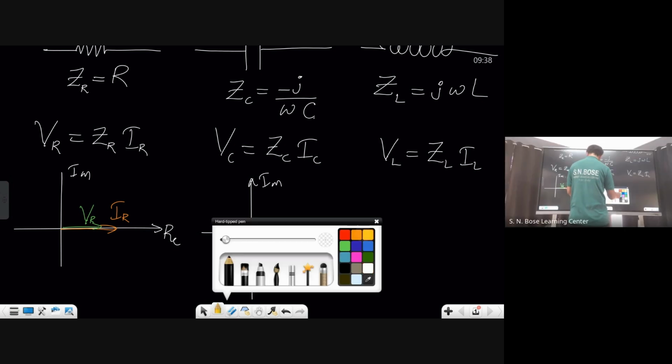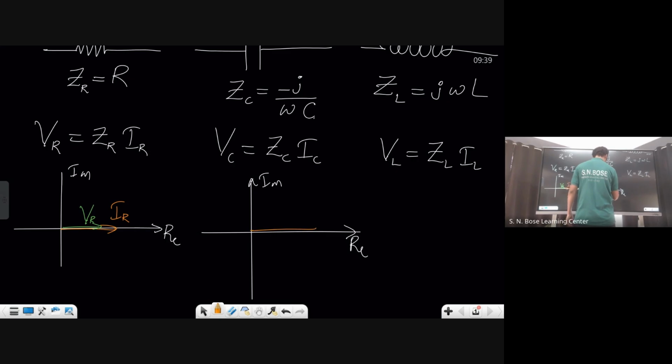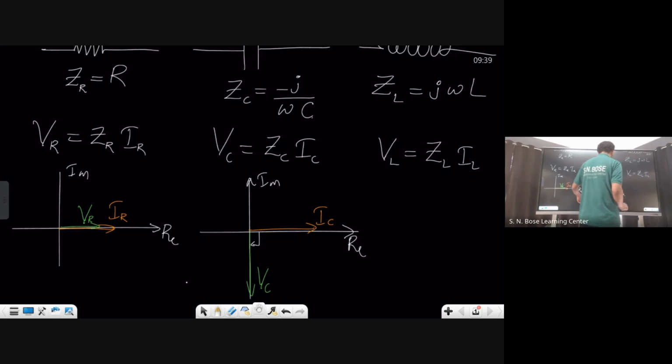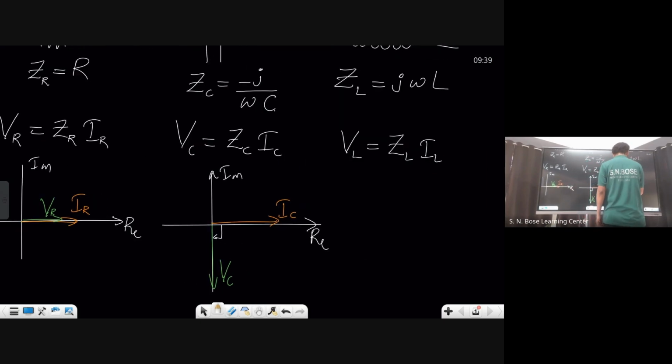Suppose this is my IC. Then because of minus j, am I right? A real number multiplied with minus j. Minus j means minus of root of minus one. So it will come to the negative imaginary axis. Later I will use this one. What is this one? VC. That's why voltage lags actually. We say like this. Lags by 90 degrees. So then next one. What is this one? IL, current through the inductor, and voltage across the inductor.